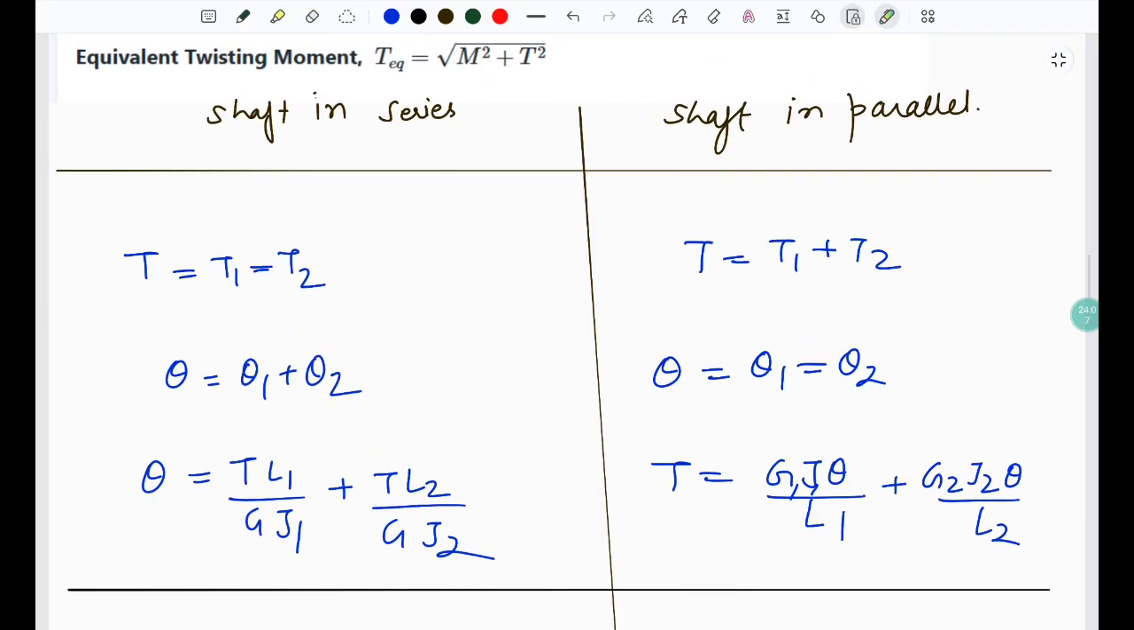Then we have the shaft in series and shaft in parallel. In series, the torque remains the same, and theta is equal to theta 1 plus theta 2. For shafts in series, the twisting angles of the parts we can add. So TL1 by GJ1 plus TL2 by GJ2. And here we have shaft in parallel, where we can write T equals T1 plus T2. The theta remains the same. And here we have to write in terms of GJ theta by L and GJ theta by L.